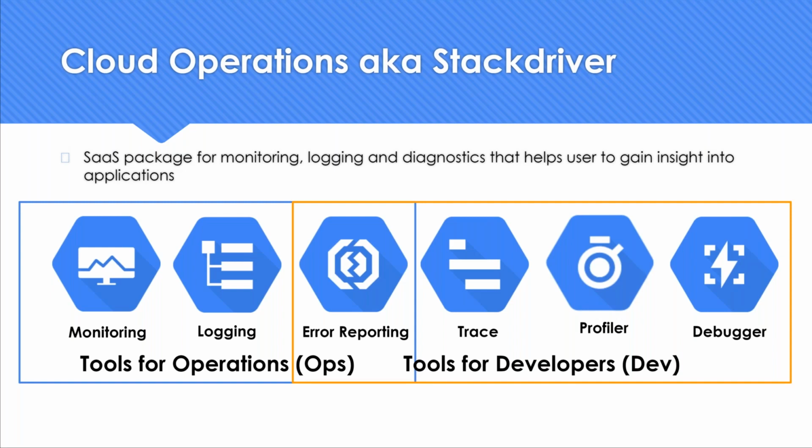And it's not that developers are not going to look into monitoring. That's not going to be their interest area, but they may look into logs whenever it is required. But they get aggregated logs in error reporting. So basically, six sets of products.